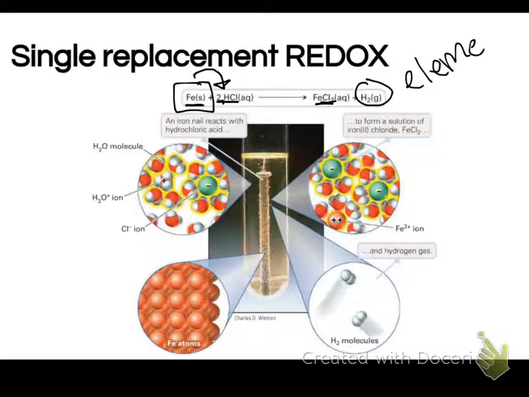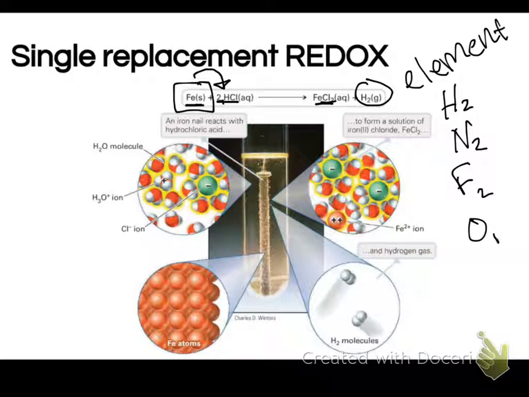Now, this means we need to remember the diatomic elements. And if you had me for 111, I gave you a little saying to remember it by. And that is: Have no fear of ice cold beer. So these 7 elements are the diatomic elements, okay?